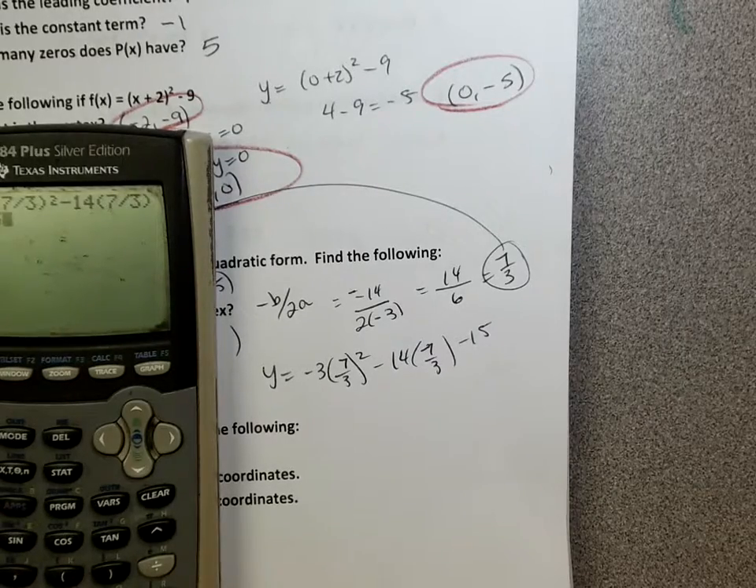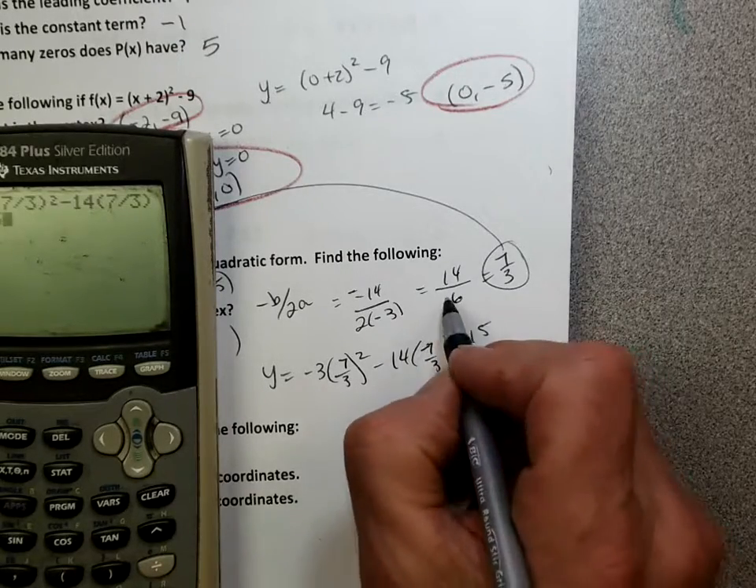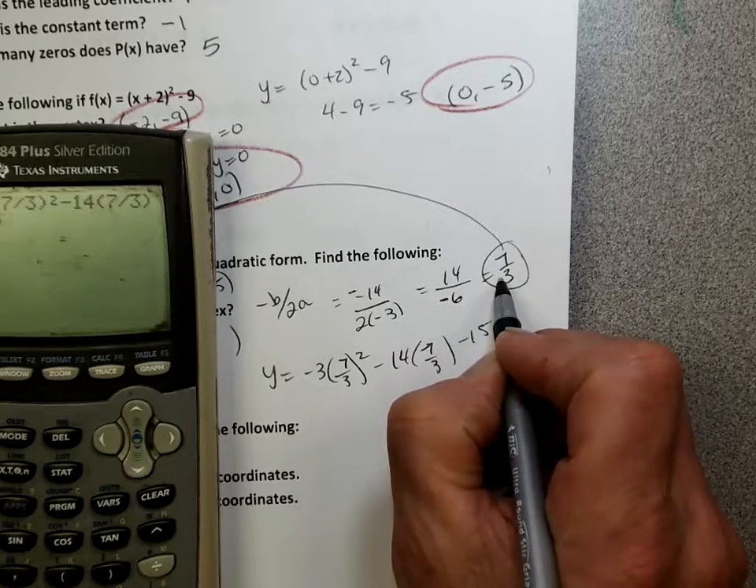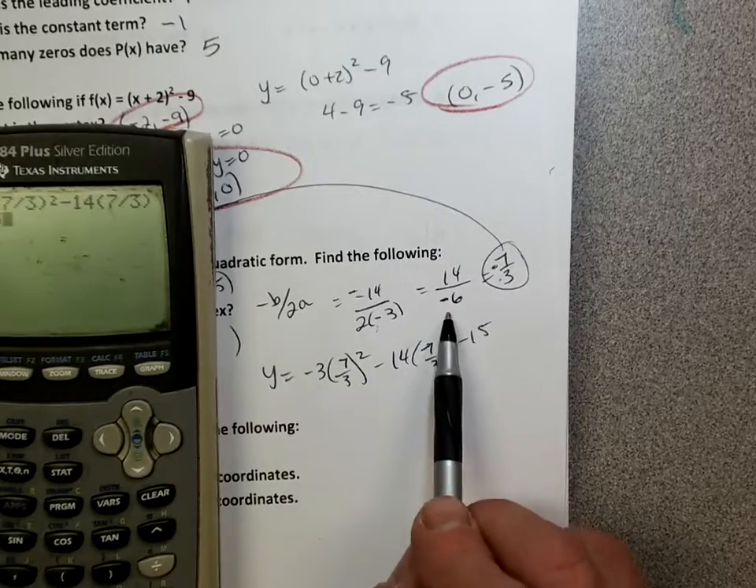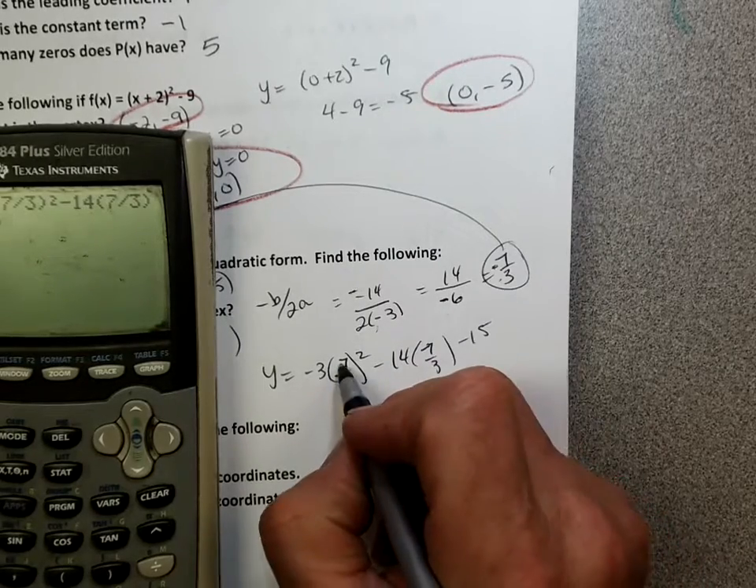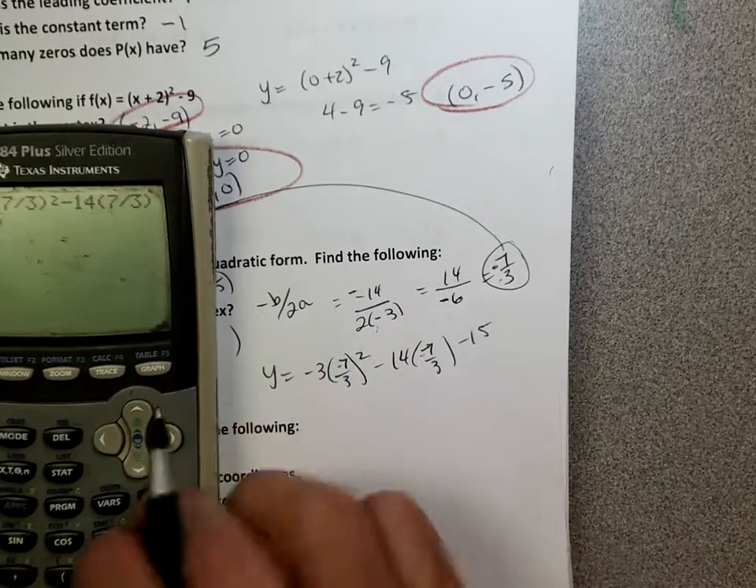Wait, yeah. If it's negative b over 2a, it'd be positive 14 over negative 6. I didn't get the negative. It's a negative 7/3. Oh, I did make a mistake. Thanks, Will. It is a positive 14, but over a negative 6, so this is a negative 7/3. I would have had totally the wrong answer.